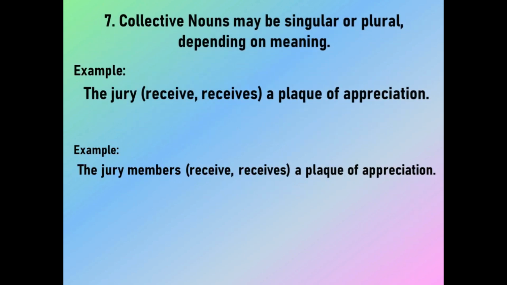Collective nouns may be singular or plural depending on meaning. Example: the jury receives a plaque of appreciation. We have the subject jury, which is singular. So we need to use the verb receives. Now in this example, the jury is acting as one unit. Therefore, the verb is singular.